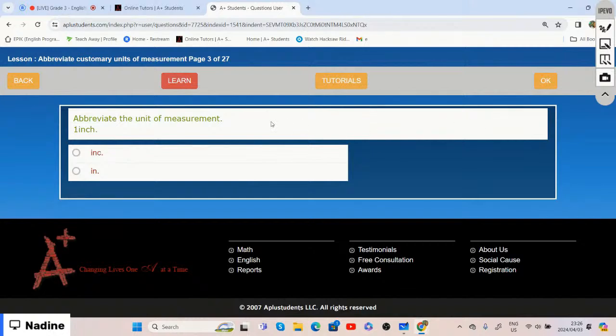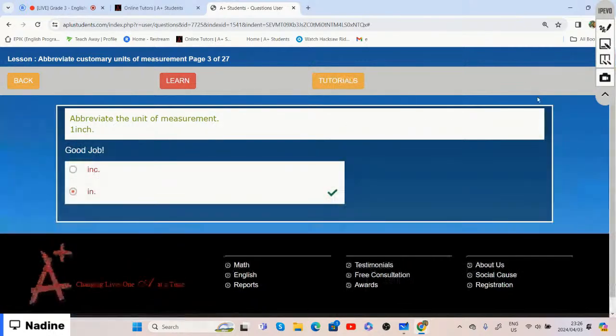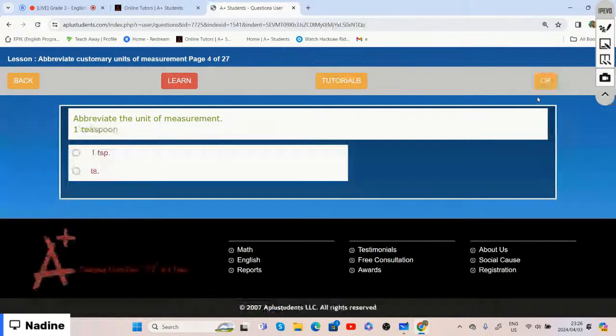All right, and if we were to abbreviate the word 1 inch, we're going to say 1 inch is IN, right? IN. So well done. IN is correct. All right, we need to abbreviate teaspoon. Teaspoon, is teaspoon TSP or is teaspoon TS? 1 teaspoon, is it TSP or is it just TS for teaspoon?